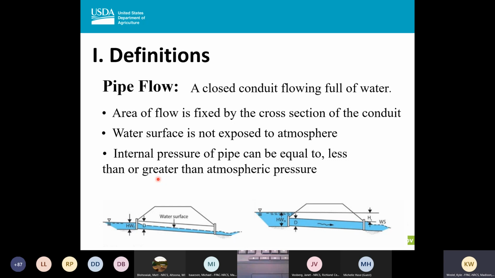All right, so moving on here to pipe flow. It's the closed conduit flow of water. The area of flow is fixed by the cross section of the conduit. So the water surface is not exposed to the atmosphere, and the internal pressures of the pipe can be equal to, less than, or greater than atmospheric pressure. If I show the pictures down here, the bottom right is pipe flow where it's completely full, and then the one on the left is not, because the pipe's not going to be full, so it's going to be open to atmospheric pressure.